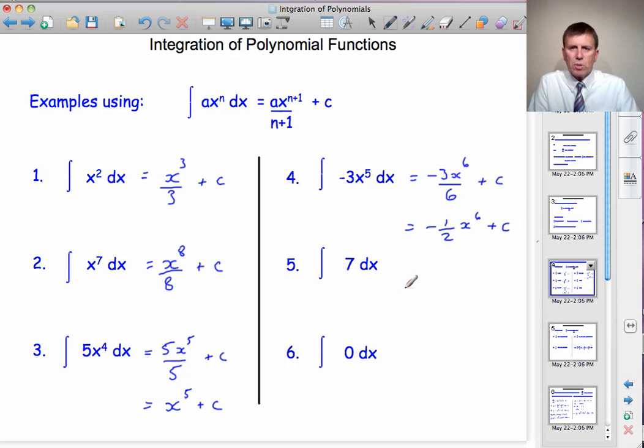Integrate 7 with respect to x. Well, this is one of the special cases we were talking about earlier. If we integrate a constant, we just get that many x plus a constant.